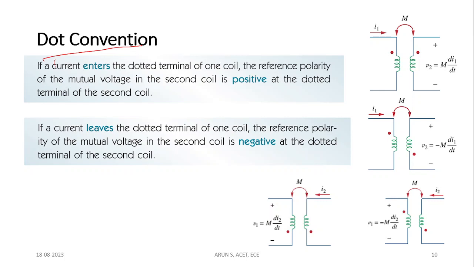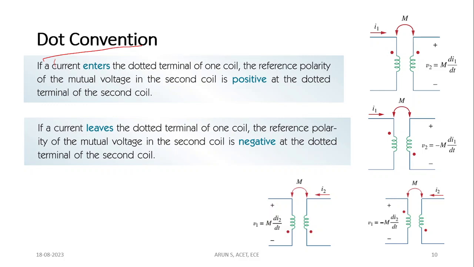We are supposed to know the polarity of the mutually induced voltage. Where the positive sign and where the negative sign for the induced voltage should be is what needs to be found out. That can be done using this dot convention, so that is why I told you it is very important. Just read this: if current enters the dotted terminal of one coil, the reference polarity of the mutual voltage in the second coil is positive at the dotted terminal of the second coil.